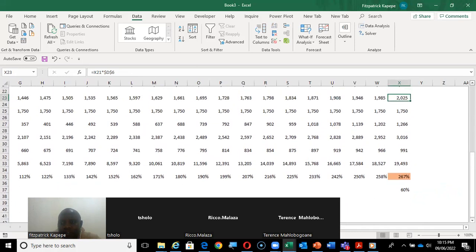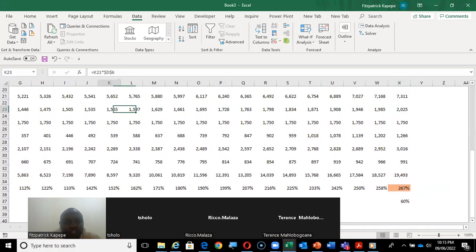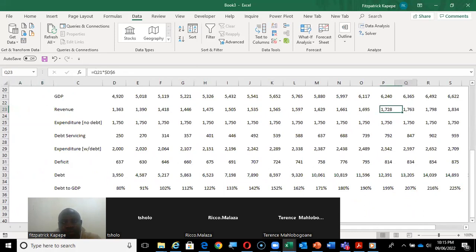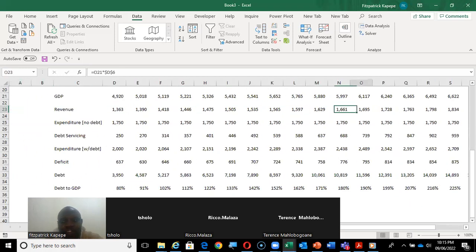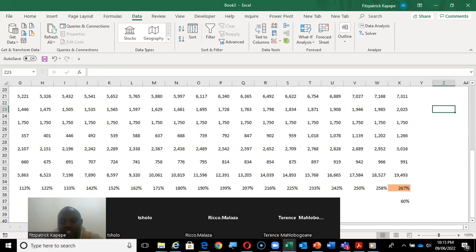Yeah, and then this one that gives 2025. Wait, I think then the ratio. Okay, this ratio is 275. Okay, but first just check on revenue. I want to go stage by stage. On revenue, 2040 revenue. Is it 2025? Yes.